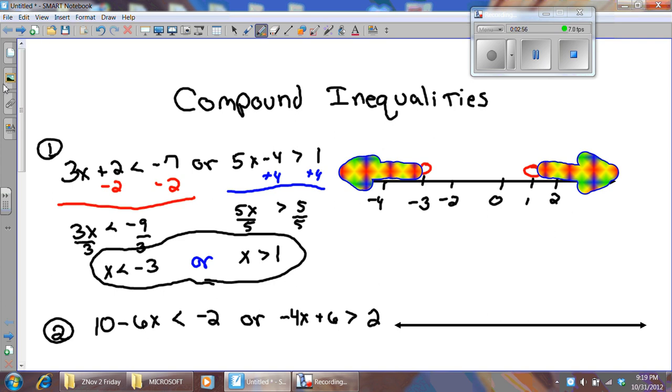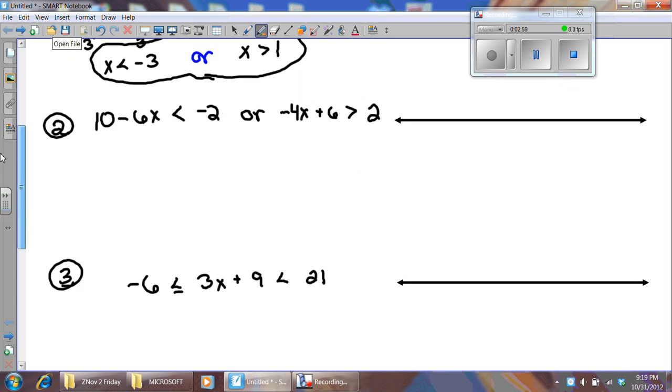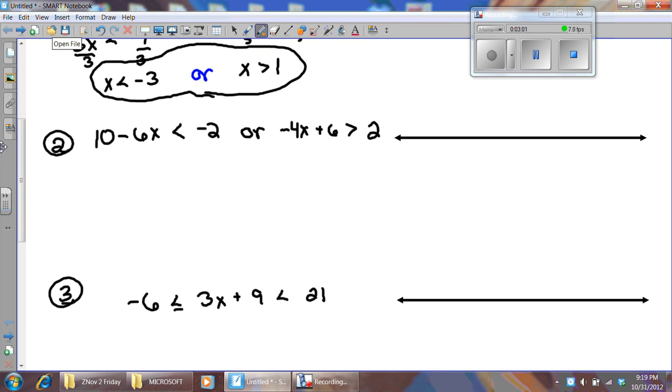Can you believe it? All right, here comes problem number 2. It's also an or statement. So I will subtract 10 on this first part. And I will get negative 6x is less than negative 12. Then I'll divide by negative 6.